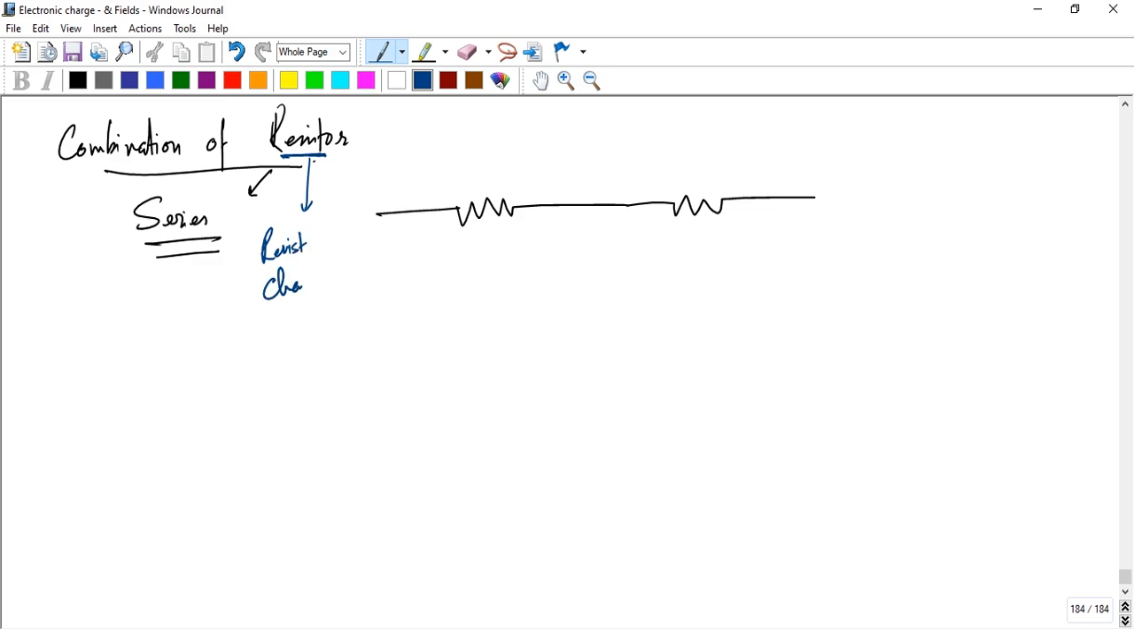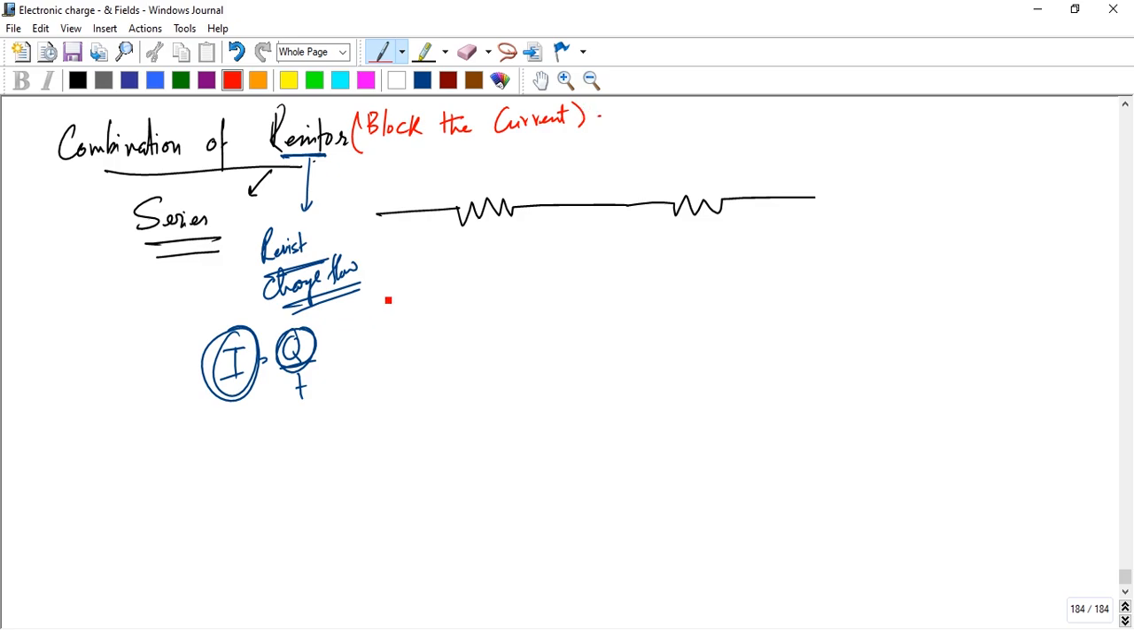If charge flow is resisted, and we know that I equals Q by T, if Q is small, then the current is small. So actually the main purpose of a resistor is to make the current value much lower, to block the current.